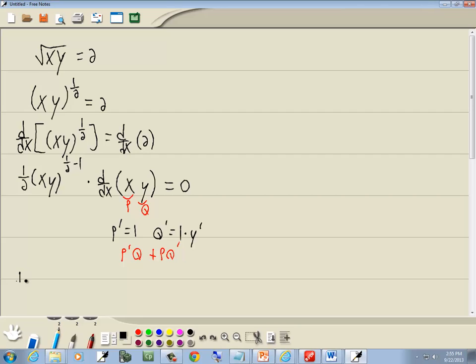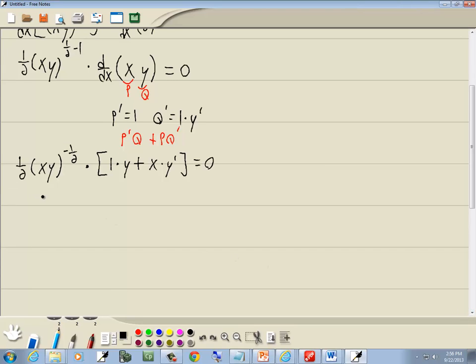So we're going to have 1/2 xy. 1/2 minus 1 is negative 1/2 times P prime, which is 1, times Q, which is y, plus P, which is x, times Q prime, which is y prime, is equal to 0.